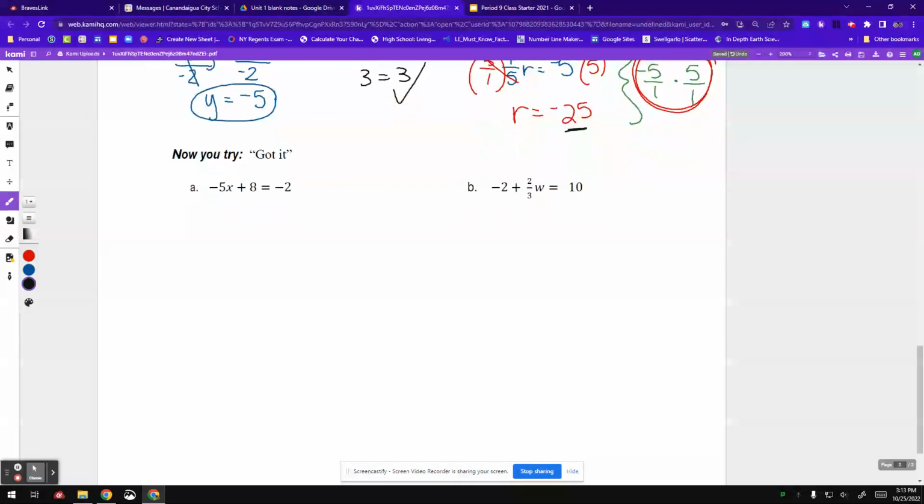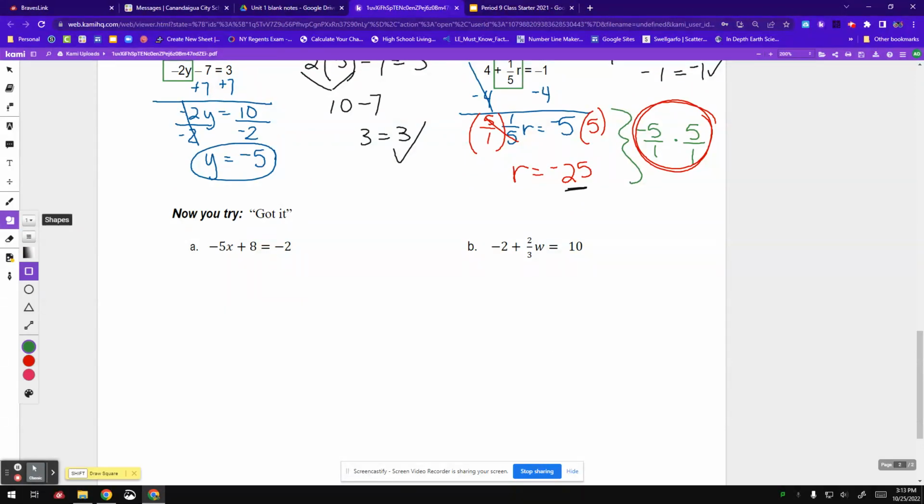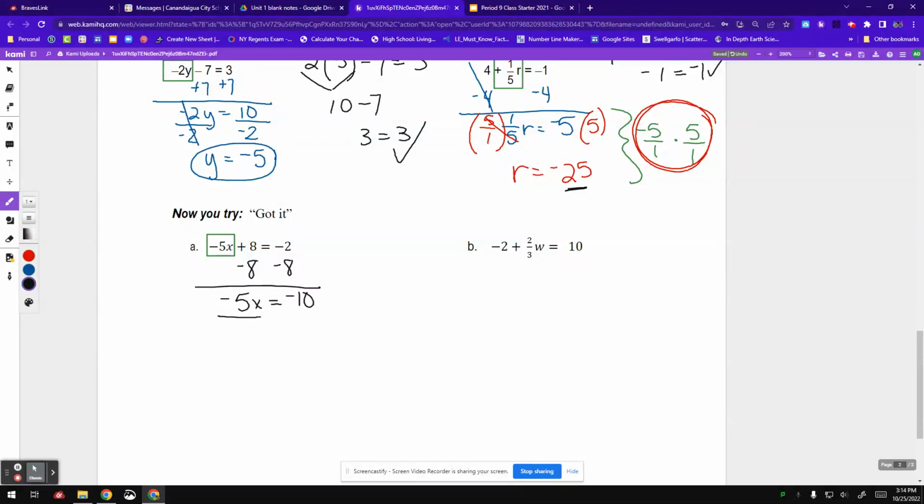Again, please pause it and try these 2 on your own and then start it back up again. Identify where your variable is. Opposite of plus 8 is minus 8. I'm left with negative 5x equals negative 10. Opposite of multiplying is dividing, and you have to divide by the exact coefficient so that negative 5 divided by negative 5 gives you positive 1, and this gives you positive 2.